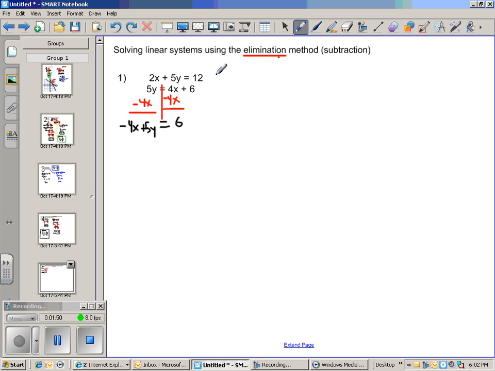So to follow the elimination method, we're going to just rewrite the very top equation without changing anything. That is 2x plus 5y is equal to 12. And then you need to take this second equation, the one that we arranged so it is in standard form, and rewrite it right underneath the other equation. So we get 4x plus 5y is equal to 6.